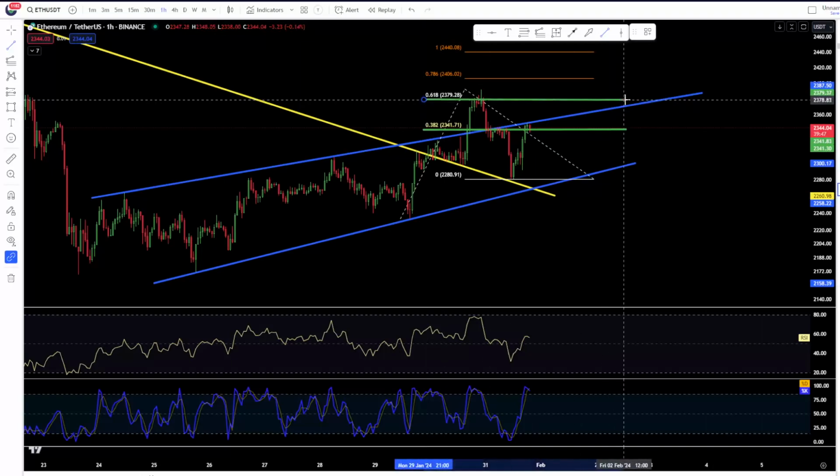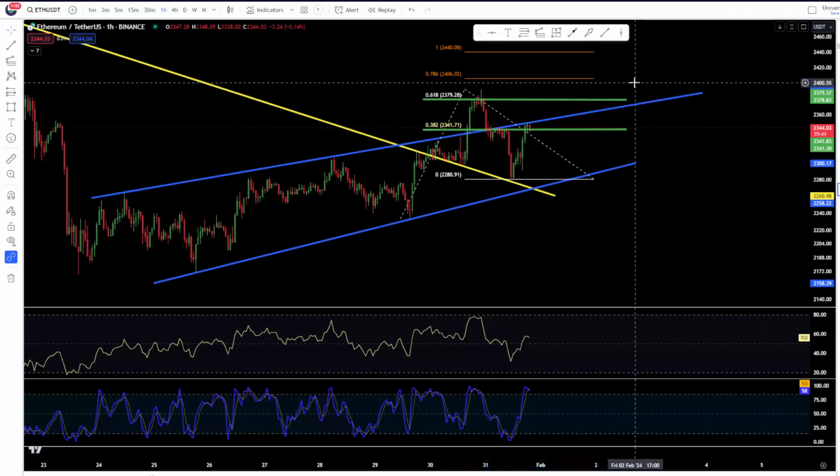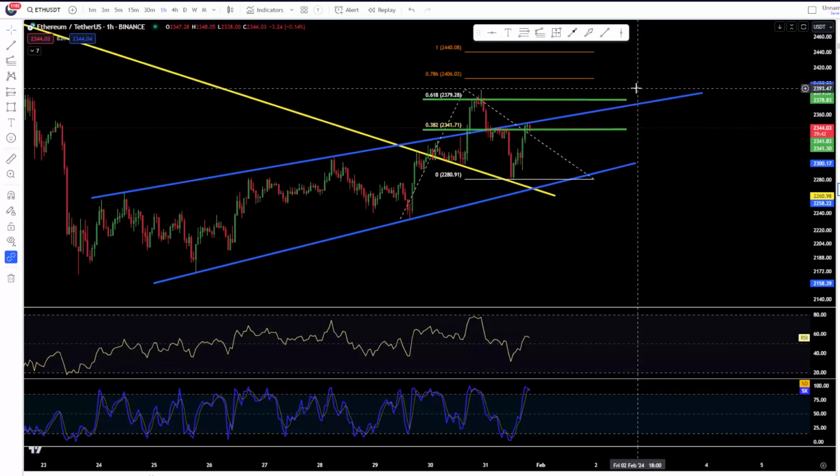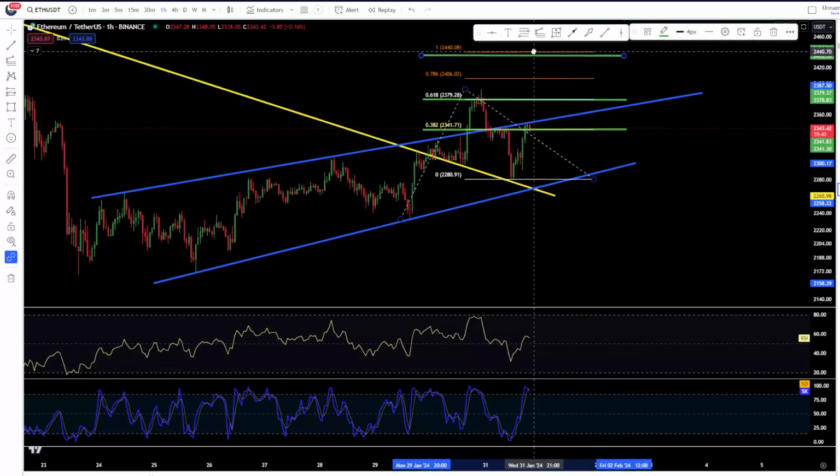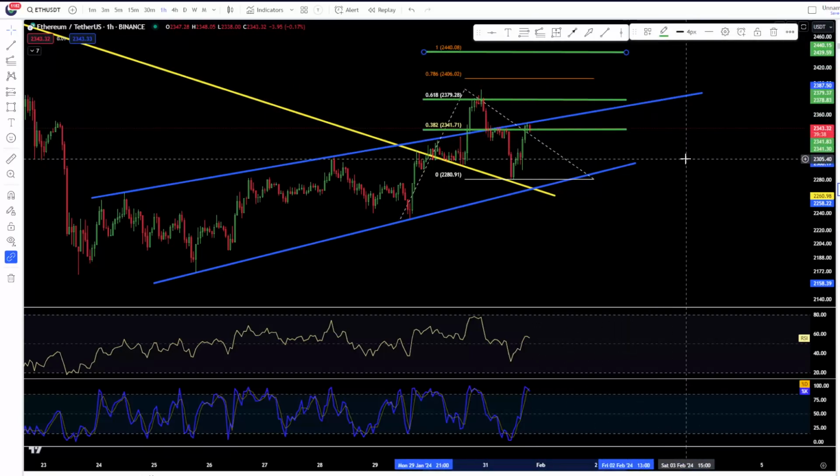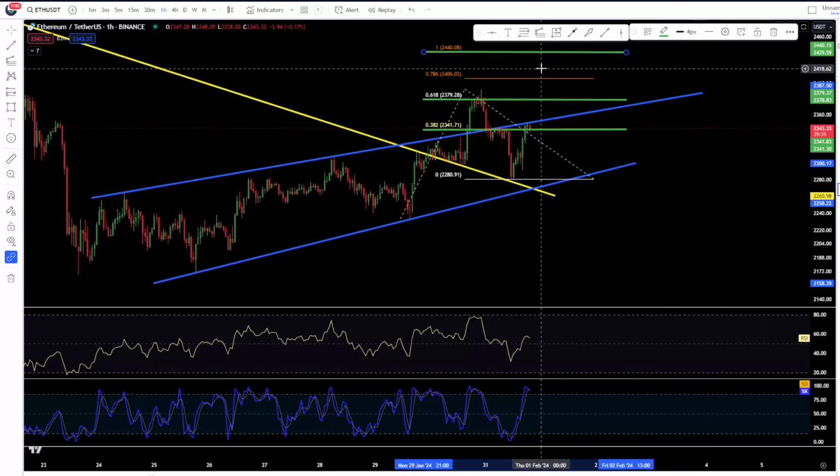There is still resistance at $2,378, which rejected the increase last time, but if the price comes out on top, it will move towards the strong resistance at $2,439.